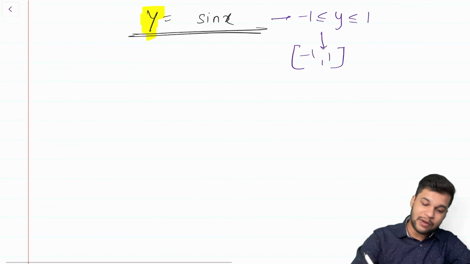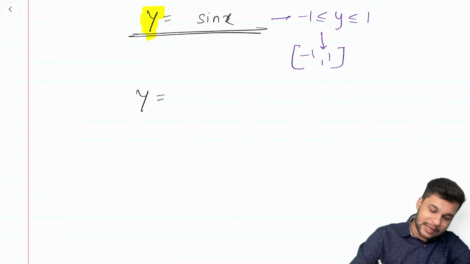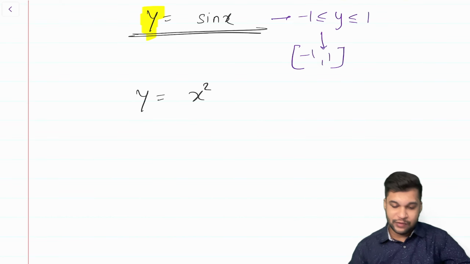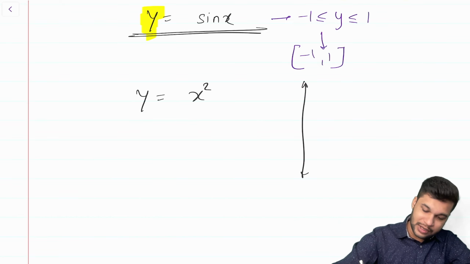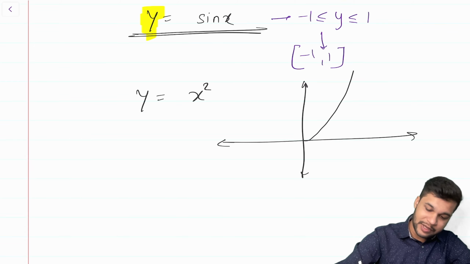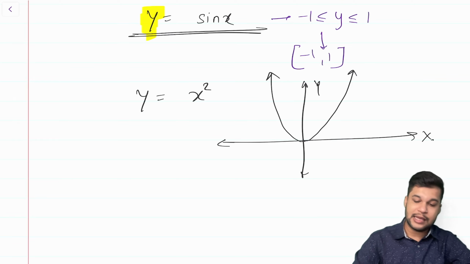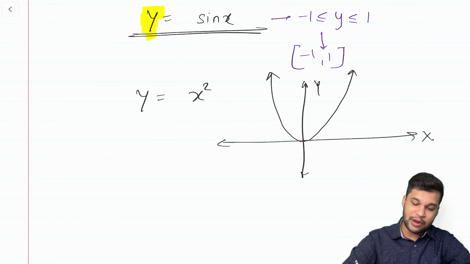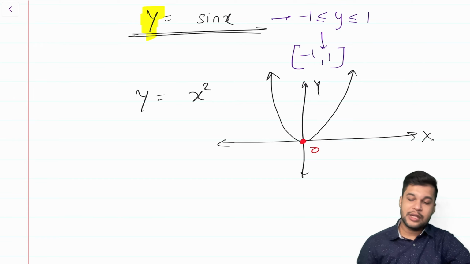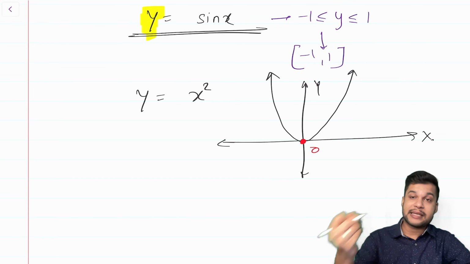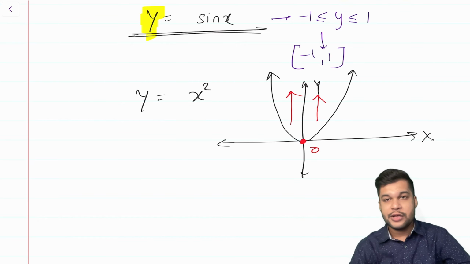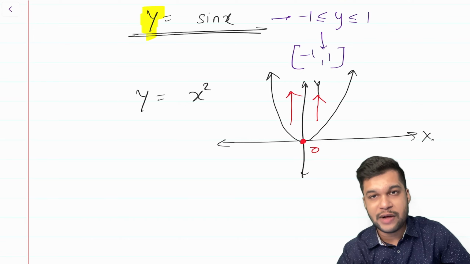Now let's say I have one more example. Let's say you have y equal to x square. Now how does the graph look? If you draw the graph on Desmos, it will look something like a parabola. This is your y-axis, this is your x-axis. Now if you observe, what is the least possible value of y? The least possible value is 0. And what is the maximum value? The graph is going up and up, right? So the maximum value could be infinity.